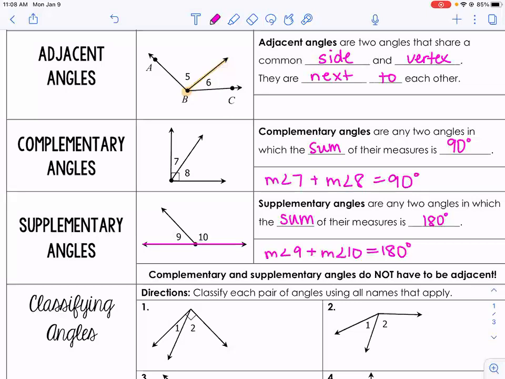The same thing happens here. If you have supplementary angles, they can be adjacent, but they don't have to be. In our picture, are 9 and 10 adjacent angles? They are, but we can still be supplementary and not be adjacent. And I think I have an example for you there.